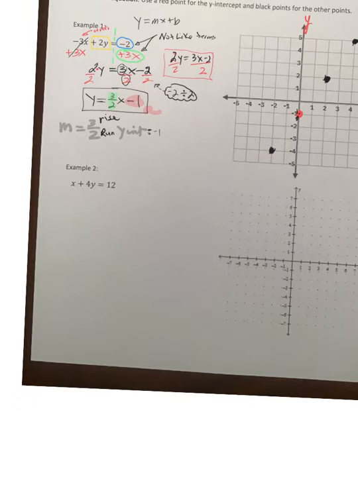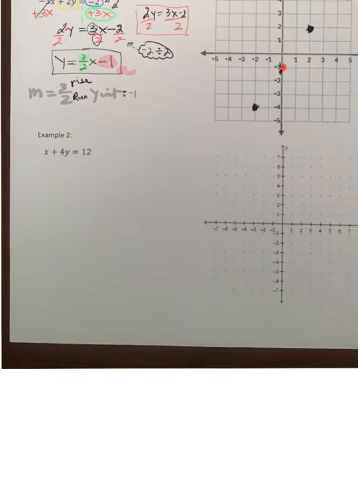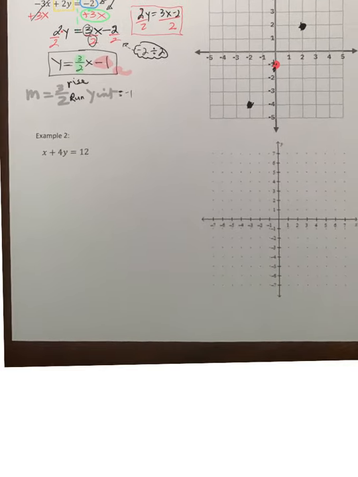In the next one, again, we have to get it in y form first. So we want to isolate the term that has the y. We want to keep the 4y there. So we want to isolate and undo the x. So since that's 1x and it's positive, we're going to subtract 1x from both sides. And that gives us 4y.